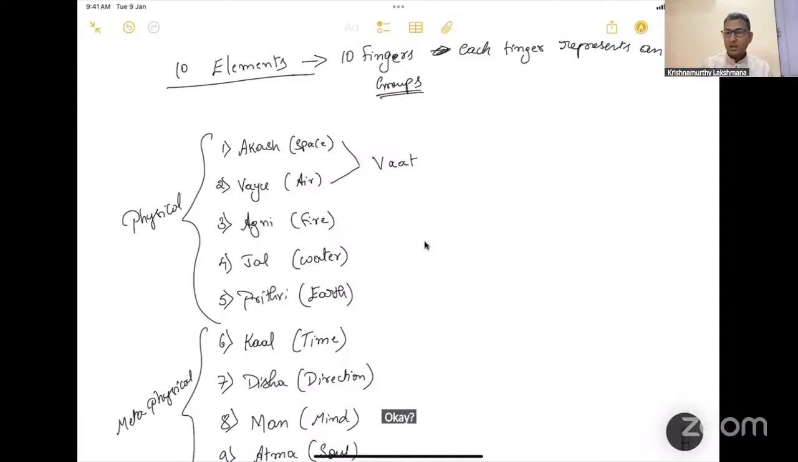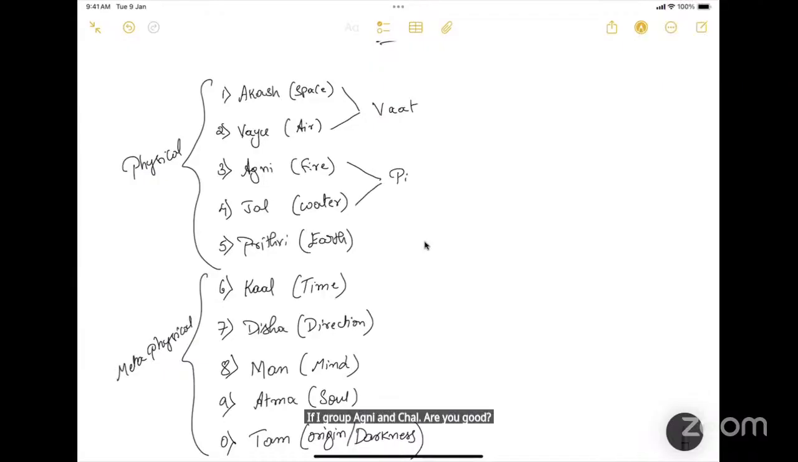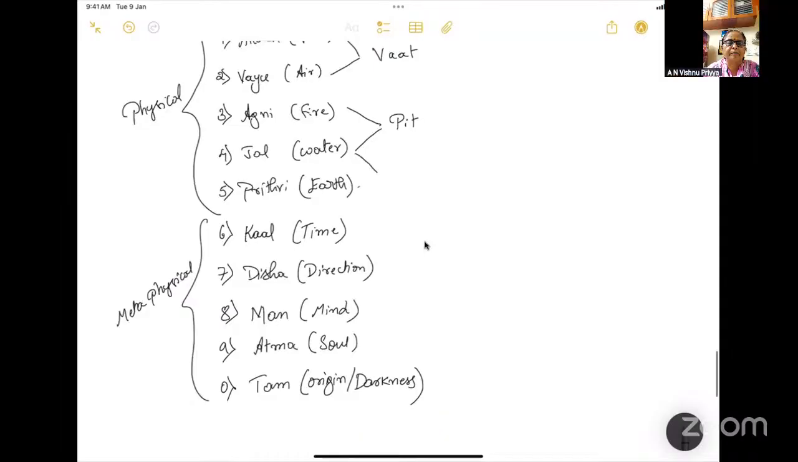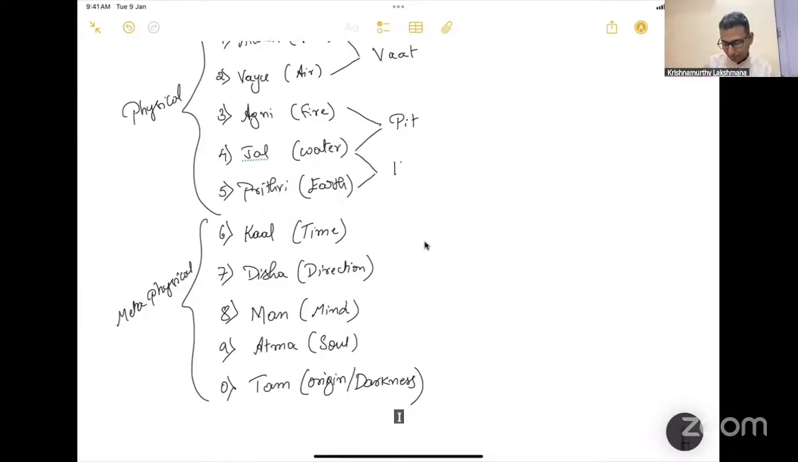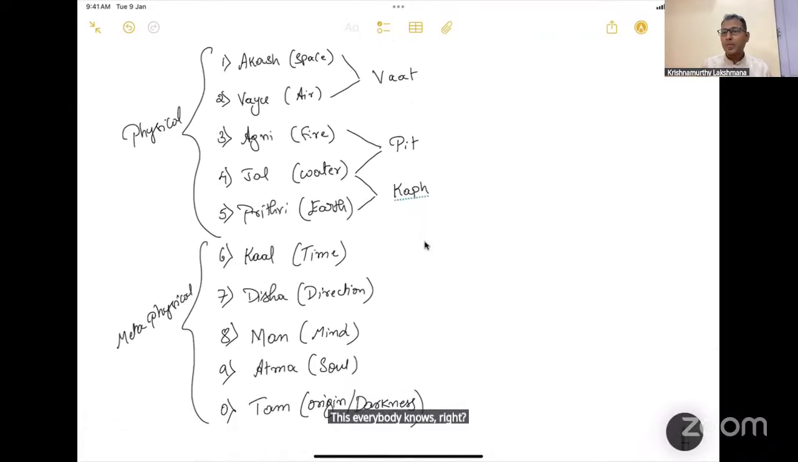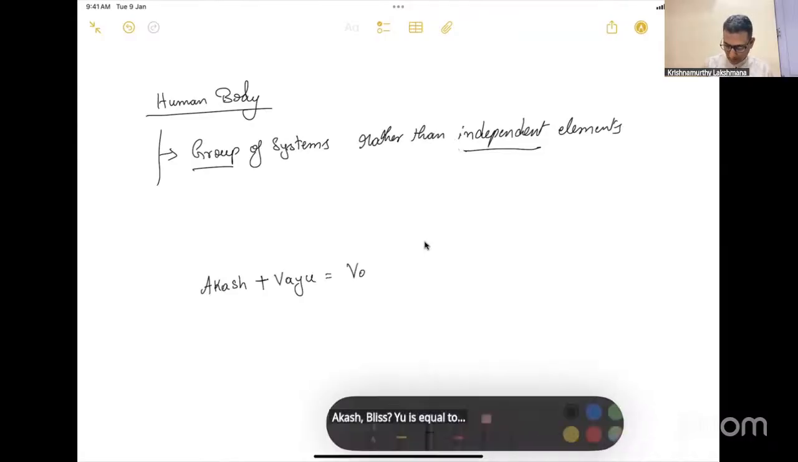Okay. And next, if I have to create the next level of grouping, if I group Agni and Jal, I get Pitta. And if I group Jal and Prithvi, I get Kapha. Right? This everybody knows, right? Okay. Now, I'll write it. So what is Akash plus Vayu equal to? Write it in this way.